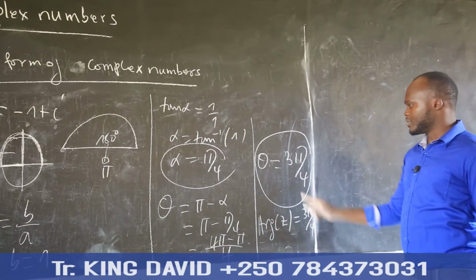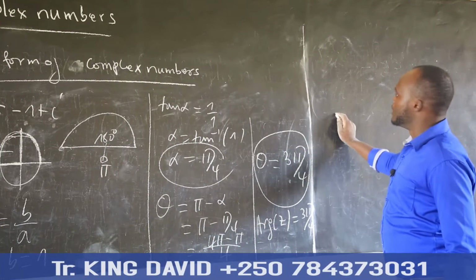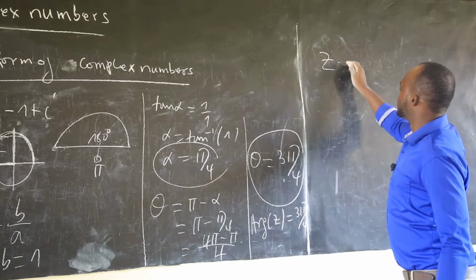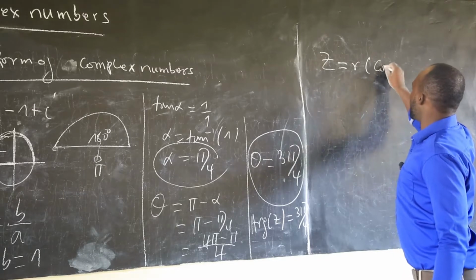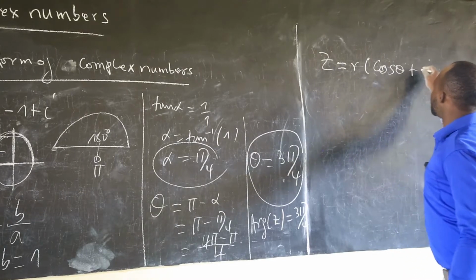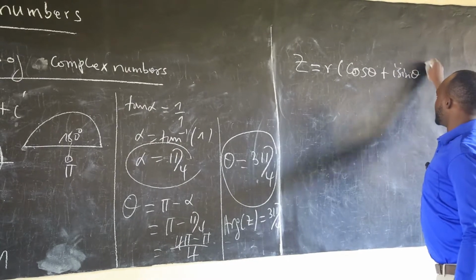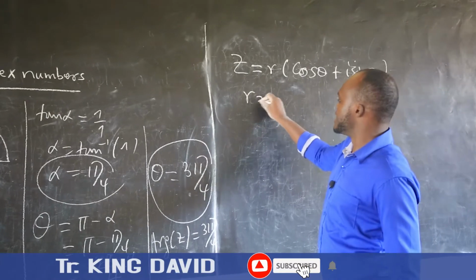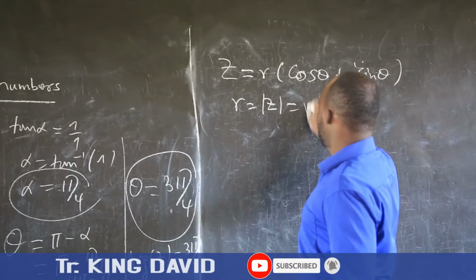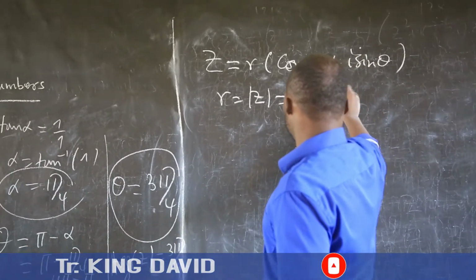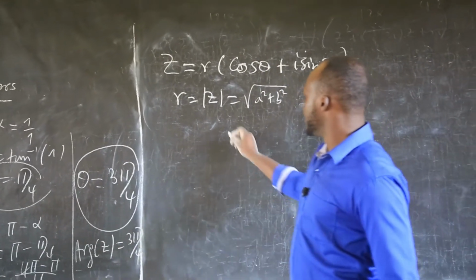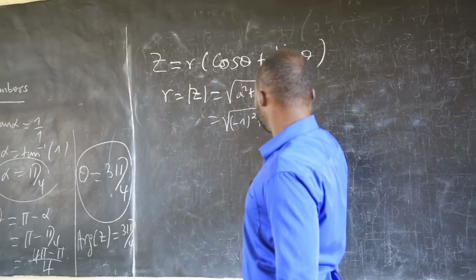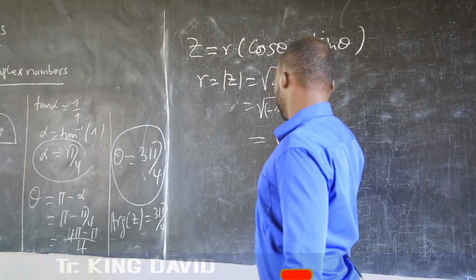So after getting the argument of z, which is 3 pi over 4, we are going to express that algebraic form into polar form, which is z equals r into bracket cos angle plus i sine angle. So we're remaining with r. How do you find r? r is the modulus of z, which is root a squared plus b squared. So that is root of negative 1 squared plus 1 squared, which is root 2.